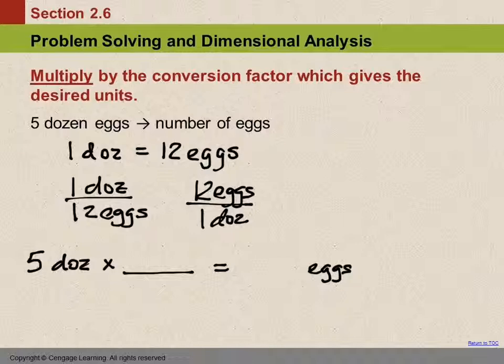So which one of these conversion factors should we use? We want the dozen to go away. If we use this first one, we're going to end up with dozen times dozen divided by number of eggs. We're going to have a mess, right? If we use this one, we're going to be good. We've got 1 dozen on the bottom, and we've got 12 eggs on the top.